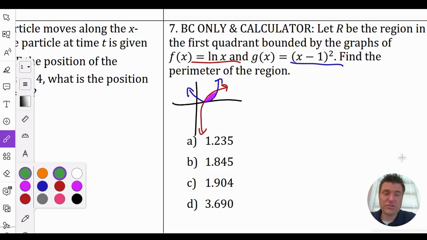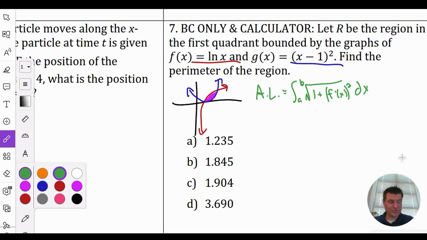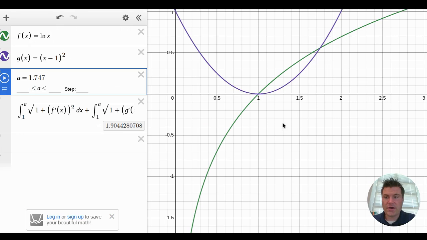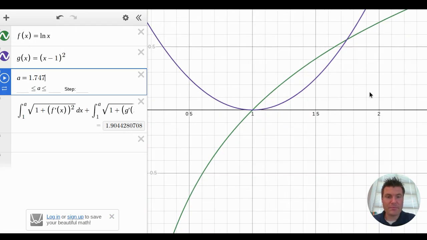So we actually need to do our arc length formula. The arc length formula is the integral from a to b of the square root of 1 plus the derivative squared. So that's what we need to do. I've already done a lot of this stuff already. A lot of the heavy lifting is already done over in Desmos, so I have pretty much everything on here.